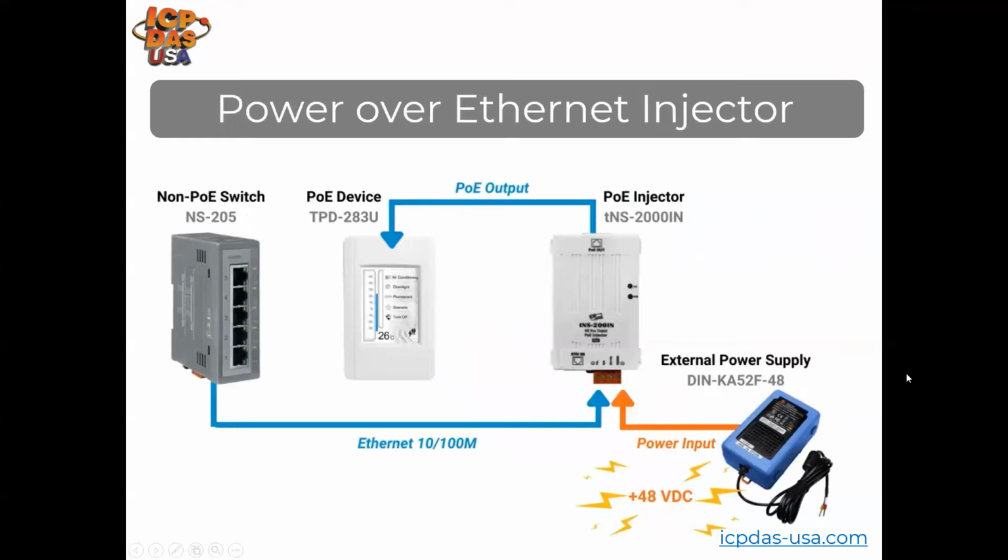The TSH 700 serial port sharing devices can be powered over Ethernet by a PoE switch like our NS205 PoE or a PoE injector like our TNS 200IN. If powered by a PoE injector or standard power supply, they can be used with standard Ethernet switches like our NS205s.